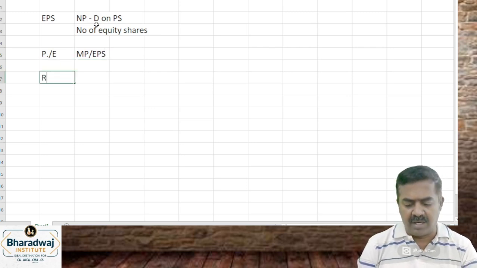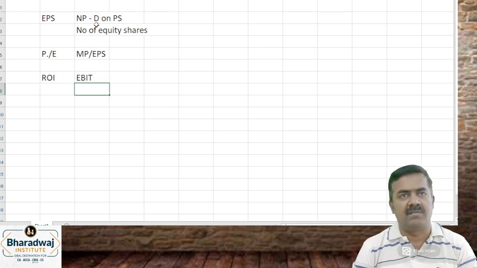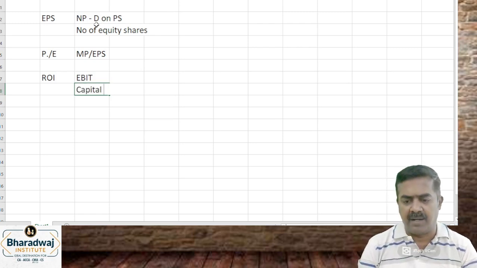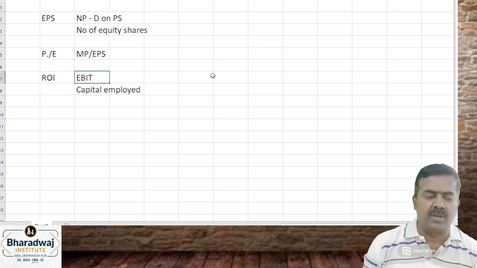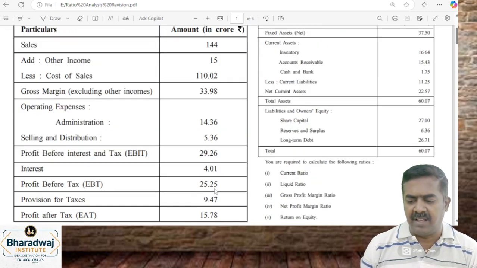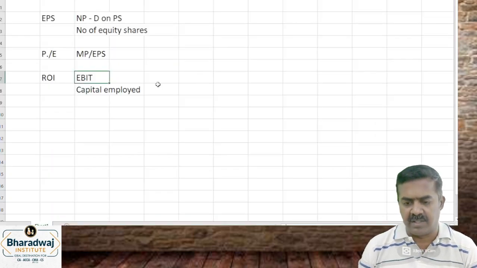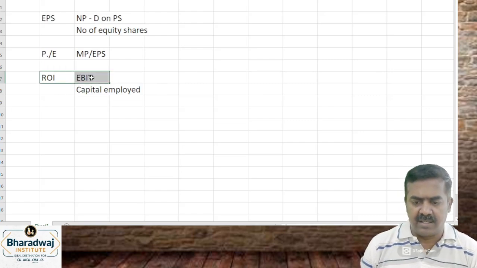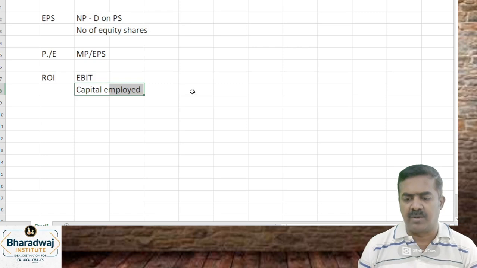Then we work out return on investment. How to work out return on investment? EBIT divided by capital employed into 100. What is EBIT? Earnings before interest and tax. You can look at the question. Sales plus other income minus cost of sales will give us gross profit. Minus operating expenses will give us EBIT. EBIT divided by capital employed into 100 will give us return on investment, otherwise called return on funds invested, total funds invested.